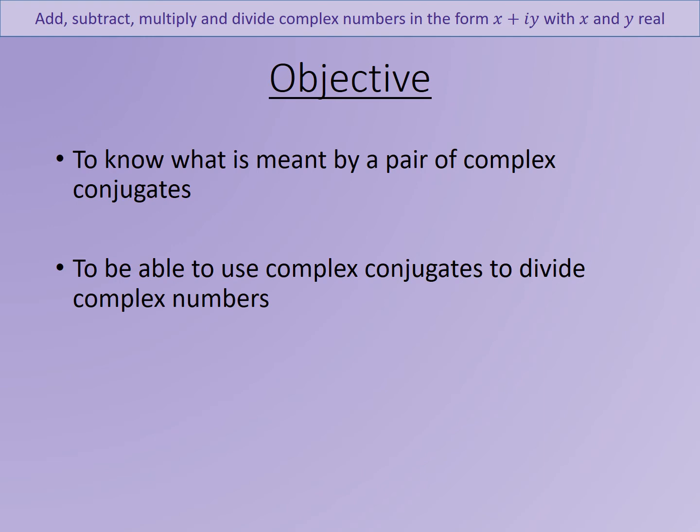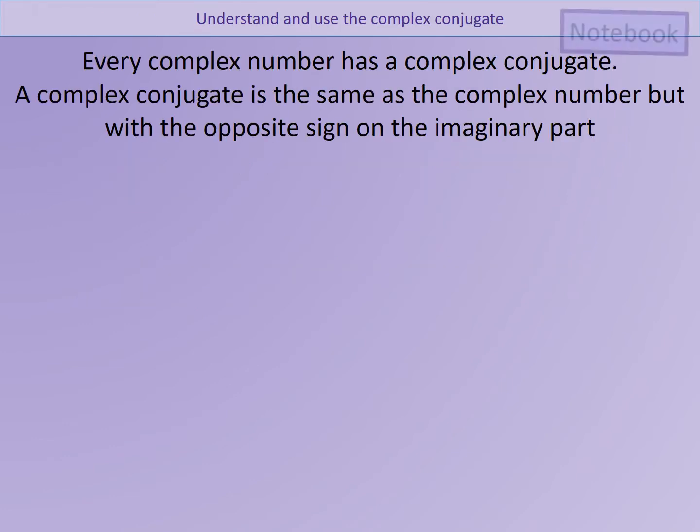In today's lesson, you will find out what is meant by a pair of complex conjugates, and you will be able to use conjugates to divide complex numbers. In your notebooks, please. Every complex number has a complex conjugate. A complex conjugate is the same as the complex number, but with the opposite sign on the imaginary part.